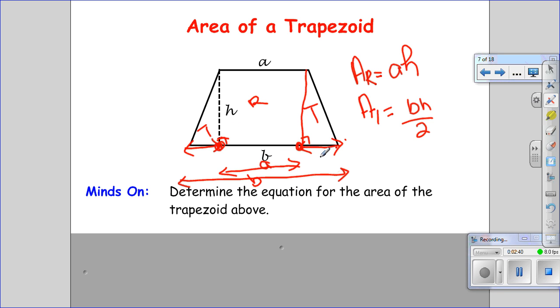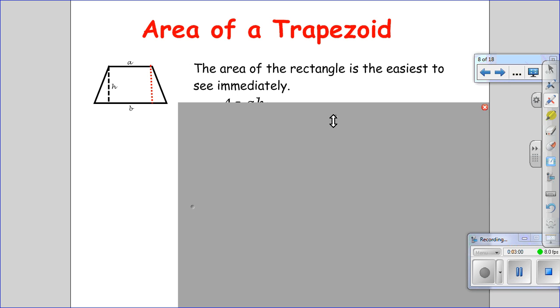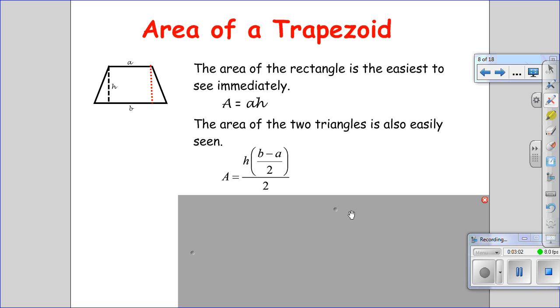And these two triangles will be exactly the same. So if I look, I've got base B minus A, divided by 2 for that value. So the area of the triangle is B minus A over 2 times height, all divided by 2. And I could even have written this with the height in front. It doesn't really matter. So if I look at the next slide, that's really what I've started with here.